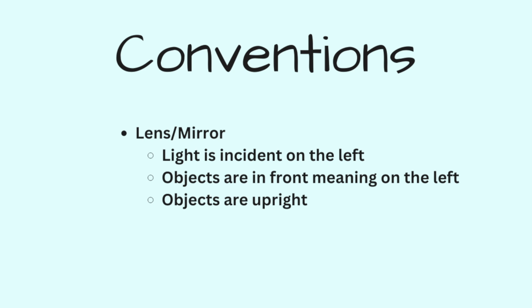There are a few conventions or assumptions for lenses and mirrors. First is that light is incident from the left. Next is that objects are in front, meaning on the left. And lastly, the objects are upright.